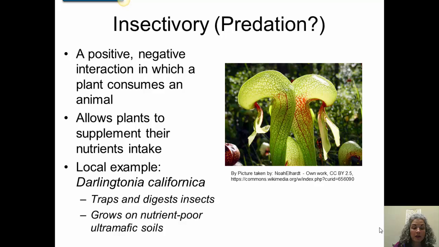Darlingtonia californica needs to supplement its diet because it grows in very nutrient poor ultramafic soils, and we've read a little bit about those soils already. So this isn't exactly predation, but it's the closest thing we have to predator-prey interactions in the plant kingdom.